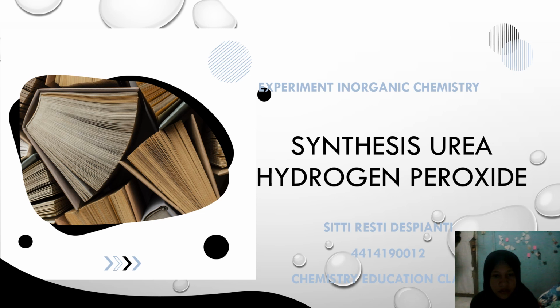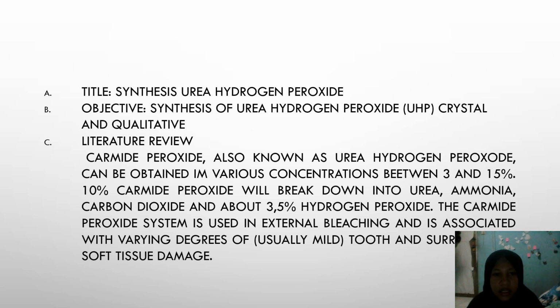Thank you very much for the opportunity given to me to present the result of the report on synthesis of urea hydrogen peroxide. I am Siti Resti Respianti from Chemistry Education Class B, 5th semester. The title: synthesis of urea hydrogen peroxide. The objective: synthesis of urea hydrogen peroxide, or UHP, crystal and its qualitative analysis.